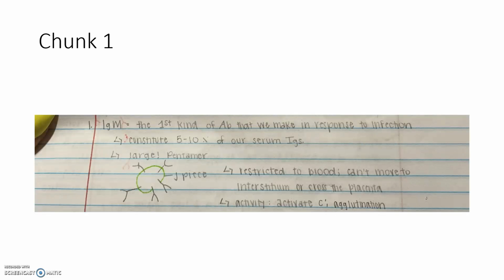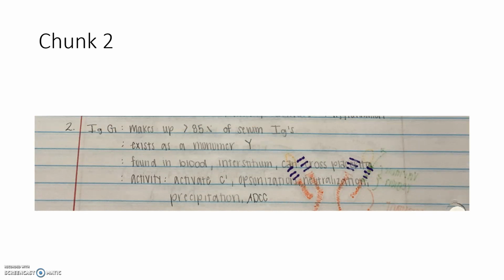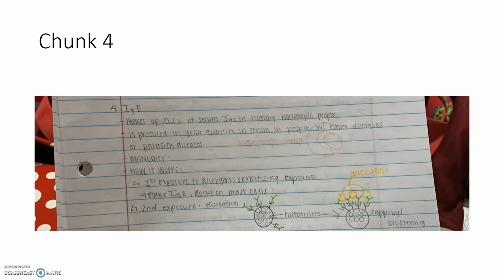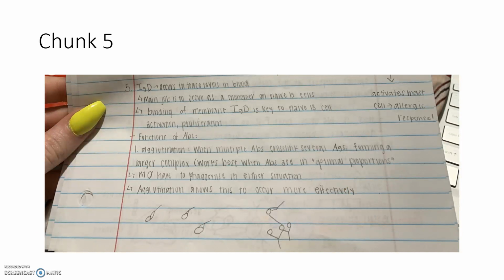So chunk 1 was the first antibody. Chunk 2 was the second antibody. Chunk 3 was the third antibody. Chunk 4 was the fourth one. And chunk 5 was the fifth one. And then I went through and on the exam, thought of them in the chunks and wrote them out as a whole. So it was much easier to study than trying to remember all of that at one time.